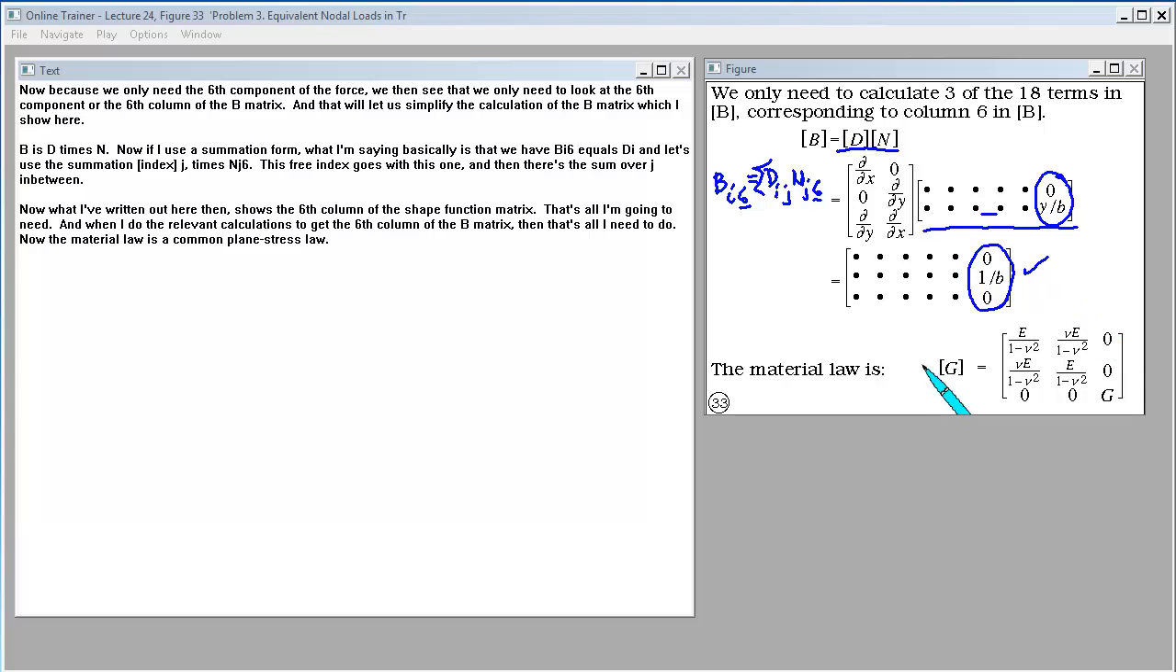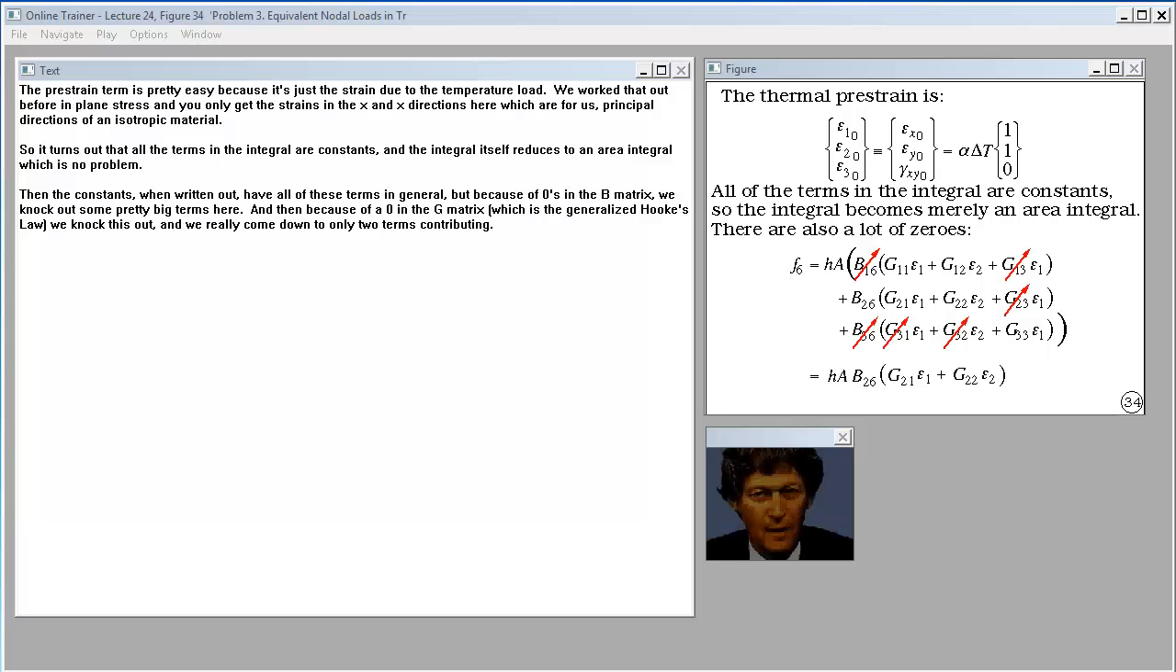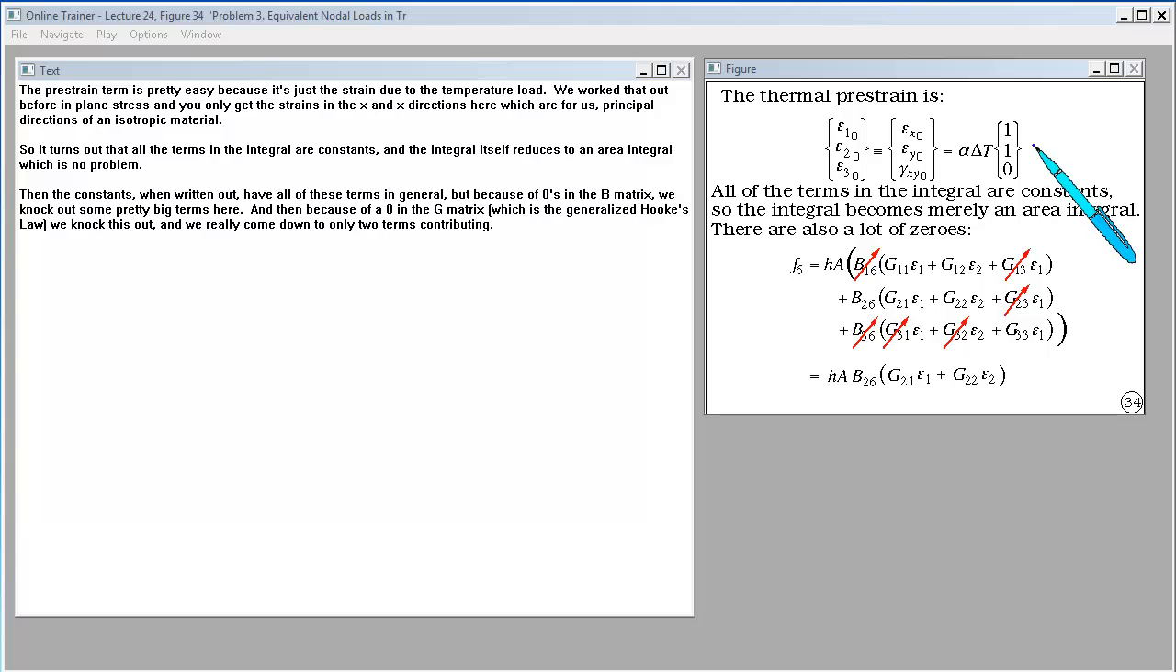Now the material law is a common plane stress law. The pre-strain term is pretty easy because it's just the strain due to the temperature load. We worked that out before in plane stress, and you only get the strains in the x and y directions here, which are, for us, principal directions of an isotropic material. So it turns out that all the terms in the integral are constants, and the integral itself reduces to an area integral, which is no problem.